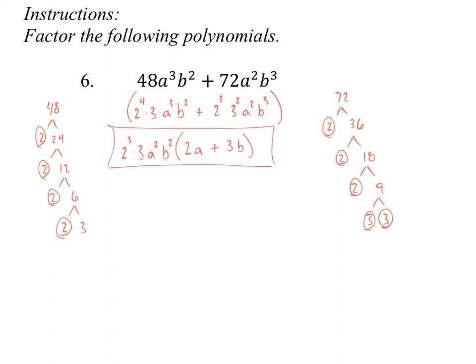However, if you want to simplify this part of it right here, or to reconstruct that, you could leave it as 24a squared b squared times 2a plus 3b. If you want to, that's also an acceptable answer.